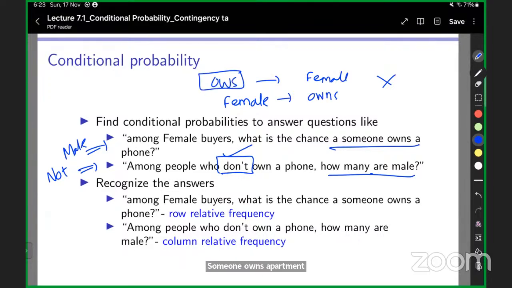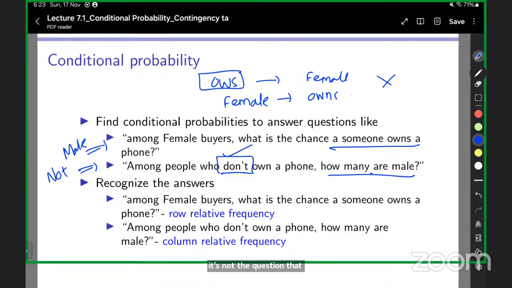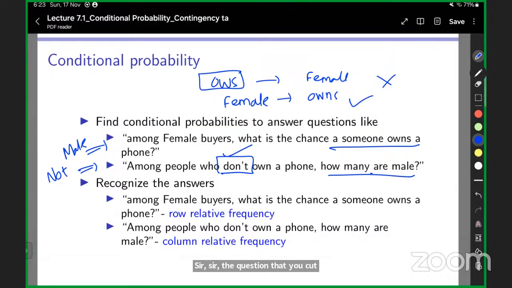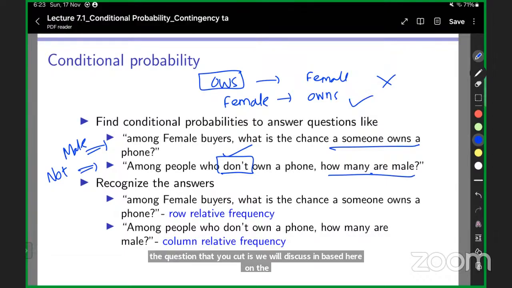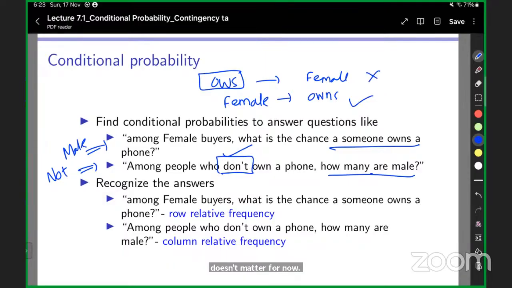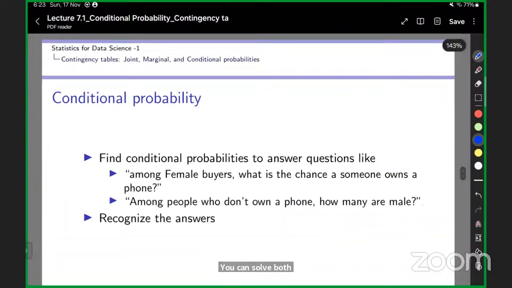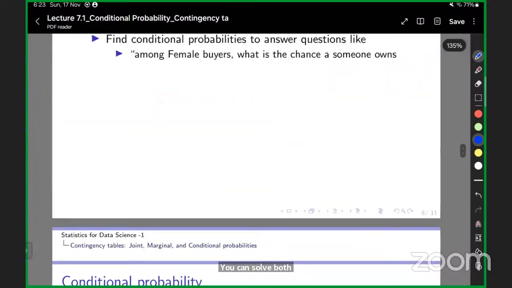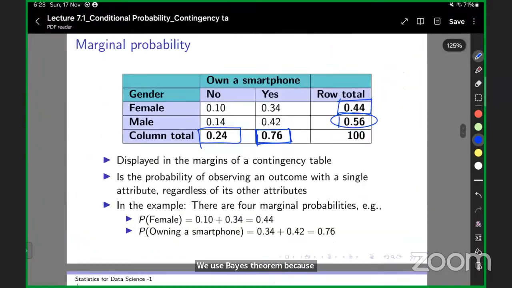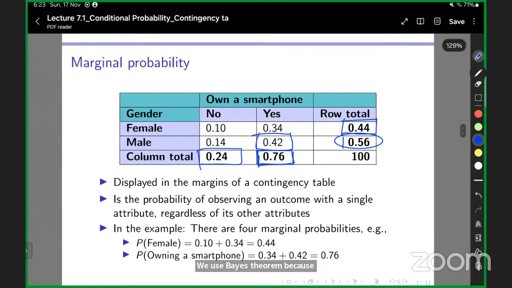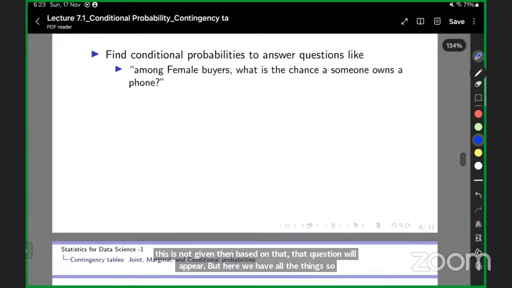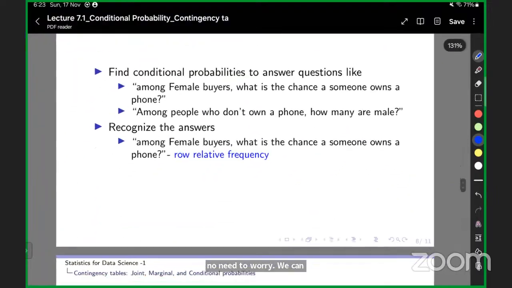Sir, the question that you asked, we will discuss in Bayes' theorem. I don't know, you can do it here itself. It doesn't matter for now; you can solve both questions. Here we have the data given. We use Bayes' theorem when something is not given to us. Then based on that, that question will appear. But here we have all the things, so no need to worry. We can solve it any way around for now.